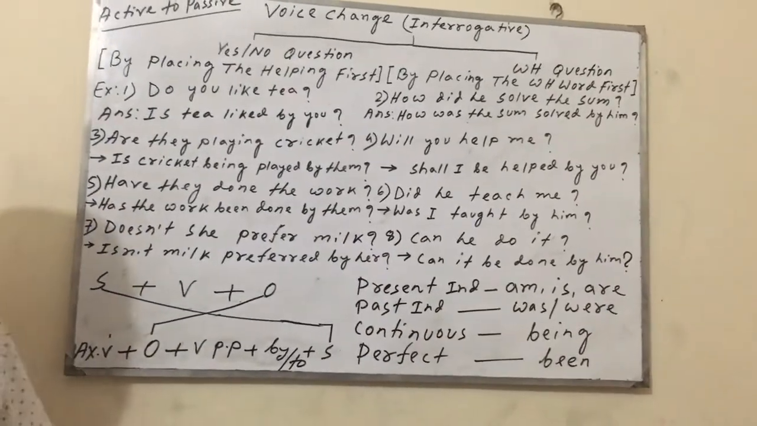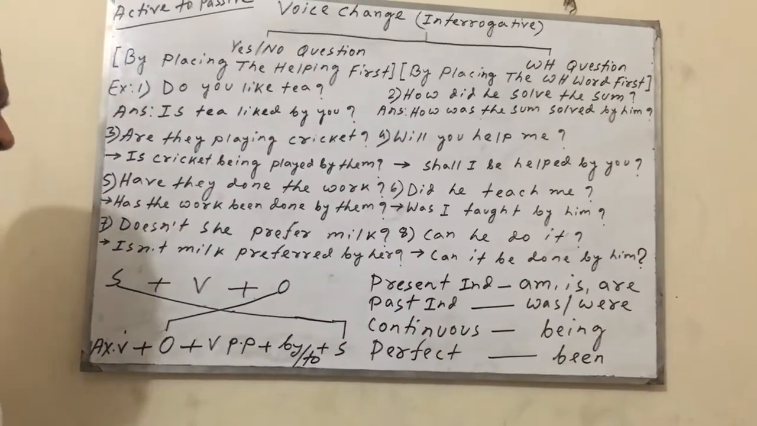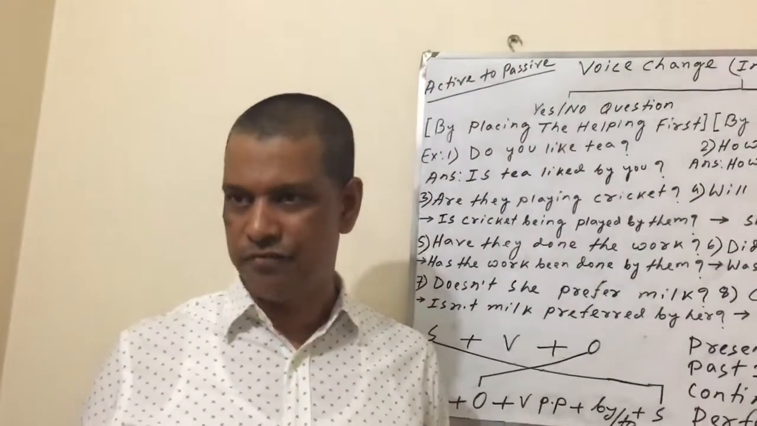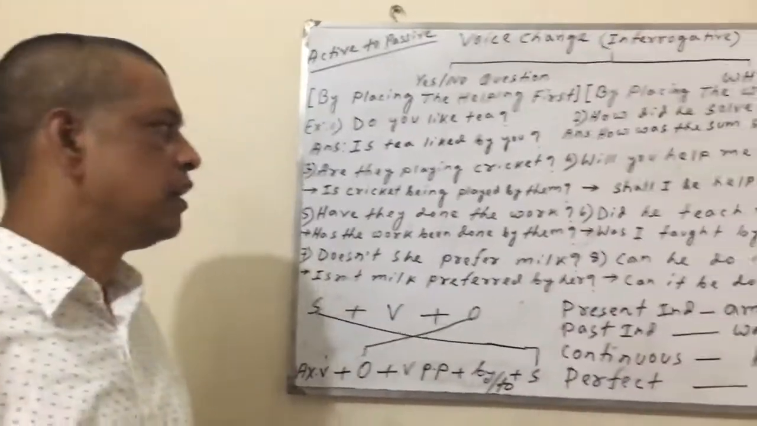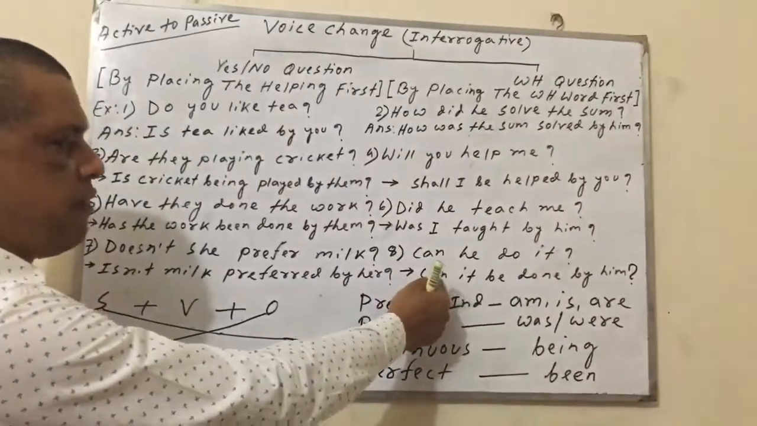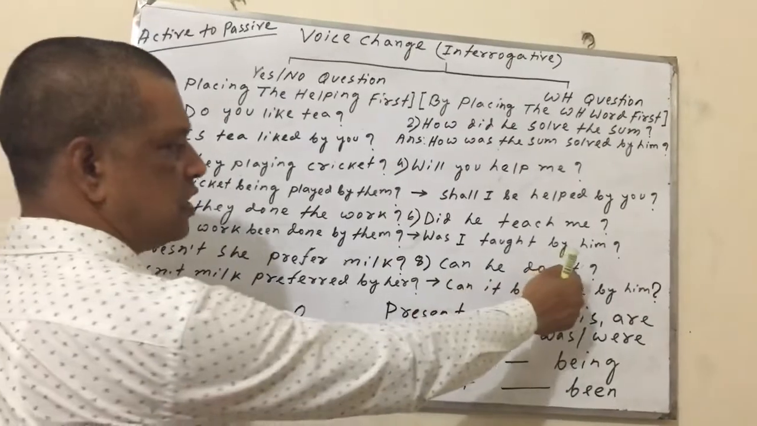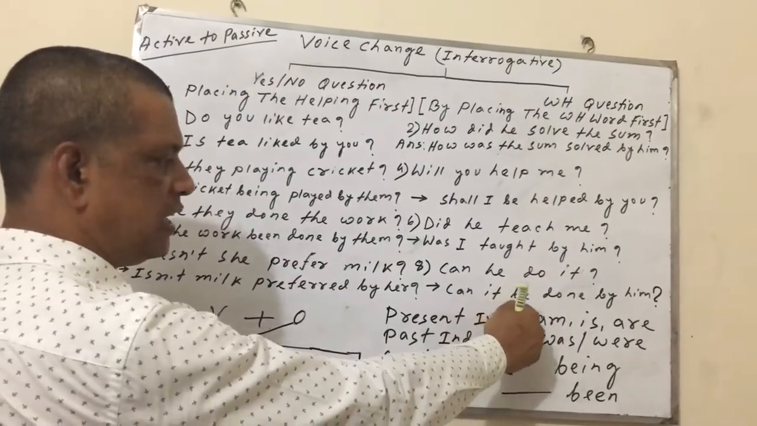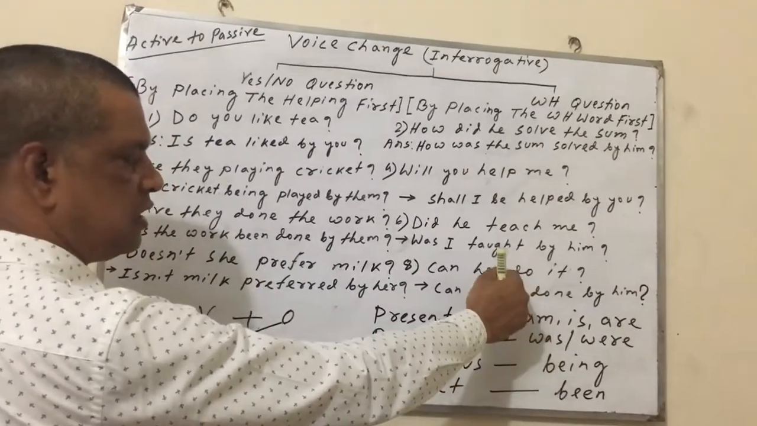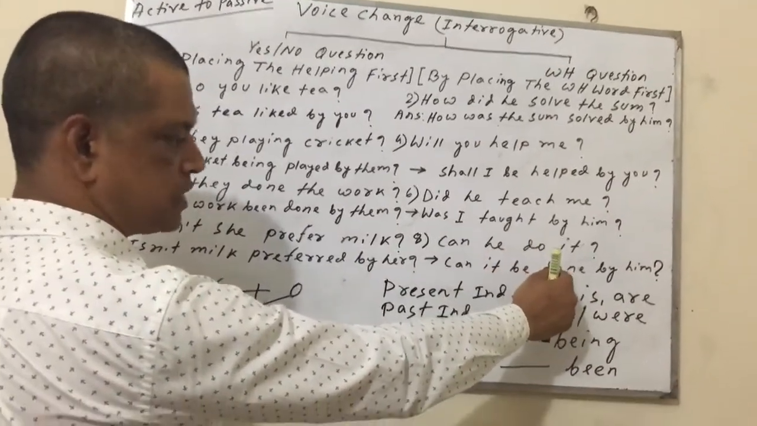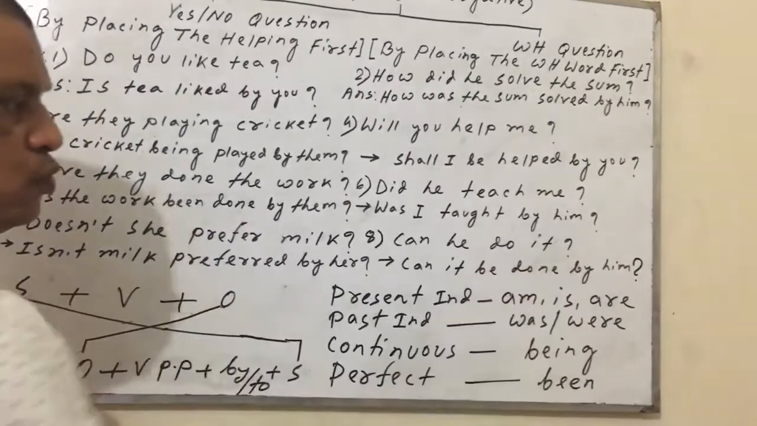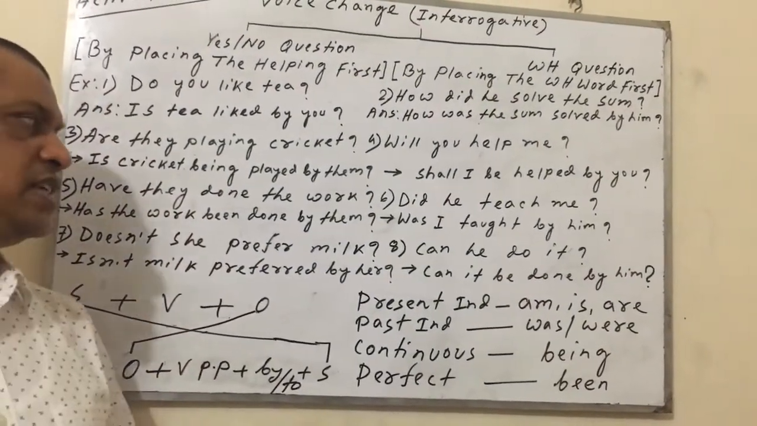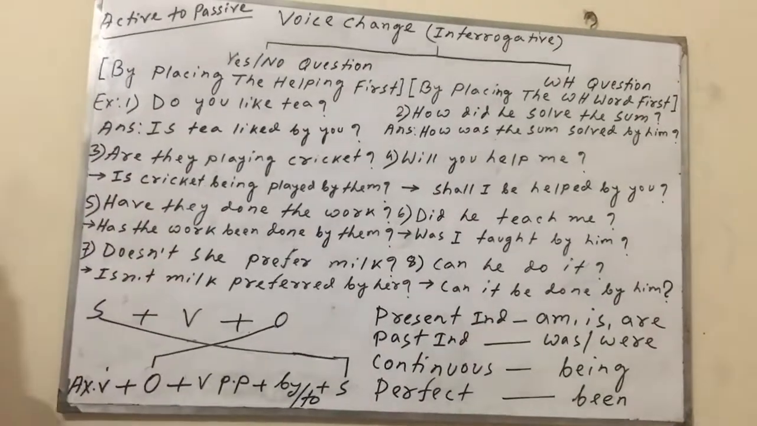For the modal auxiliary verb, it's very easy, you just have to add be with the modal auxiliary verb. You have to use the modal auxiliary verb first, then the object, then be, then you have to convert the principal verb into past participle form, then you have to use the preposition by, and last of all you have to change the subject into object.